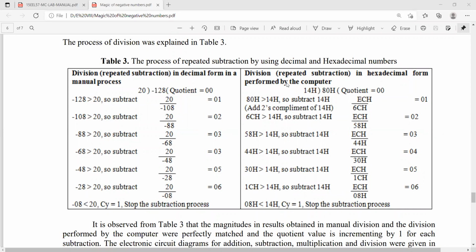Now we'll see our program, the 8051 microcontroller program for the subtraction of 8-bit numbers as well as 16-bit numbers. I will share one more presentation. So just see this program.